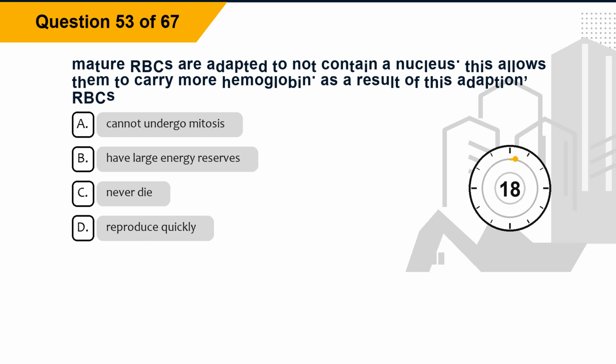Question 53. Mature RBCs are adapted to not contain a nucleus. This allows them to carry more hemoglobin. As a result of this adaptation, RBCs: option A, cannot undergo mitosis. Option B, have large energy reserves. Option C, never die. Option D, reproduce quickly.